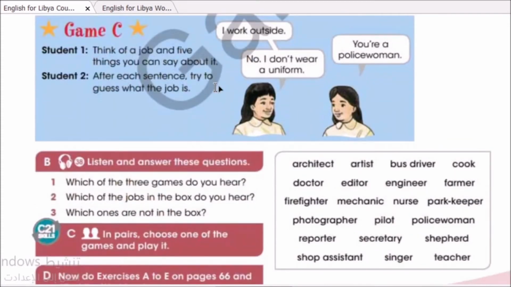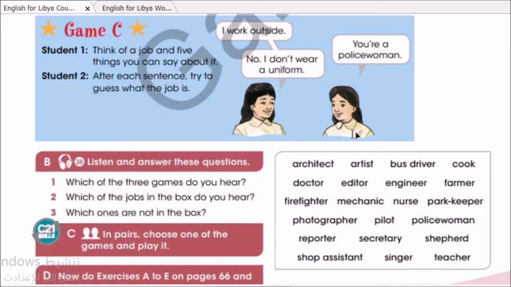In Game C, the same thing, we have two students. Student 1, think of a job and 5 things you can say about it. Student 2, after each sentence, try to guess what the job is. For example, the first one thinks of a job, and he will explain the job using 5 sentences. For example, the first sentence, she said, "I work outside."